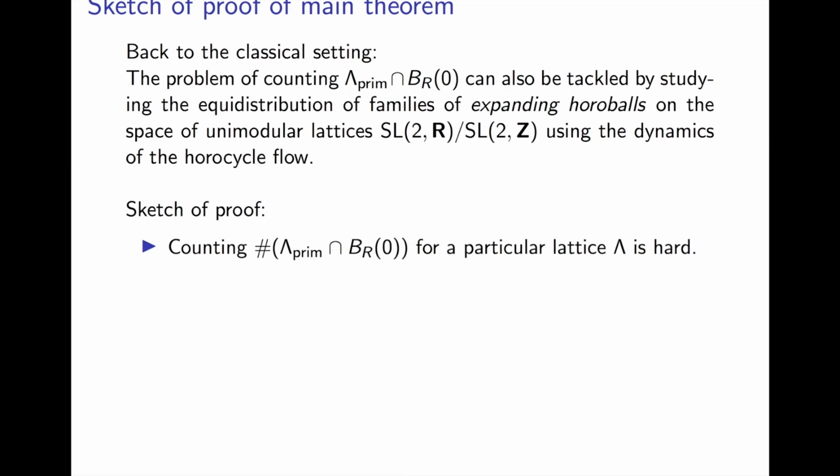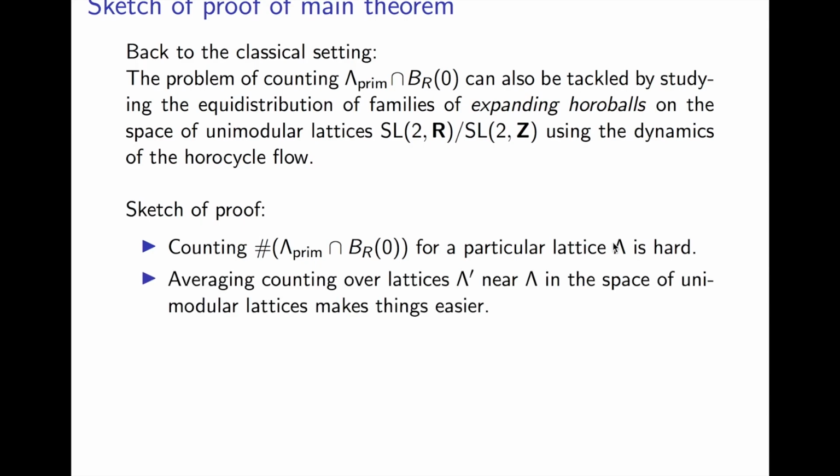lattice points. So I give you a lattice lambda, and I want you to count the primitive points that land in a ball of radius r. And I claim that that might be hard to do, just for one particular lattice. So instead of tackling that, let's just average the counting problem over lattices nearby my original lattice in this space of unimodular lattices.